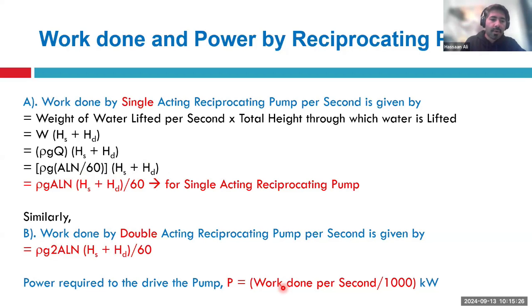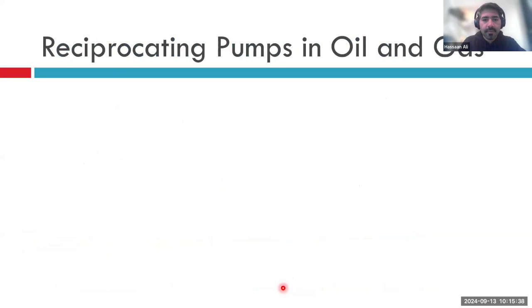Essentially what you need is the length of the stroke, the cross-section area of your cylinder, and your number of revolutions per second. And you can calculate your power required to drive the pump. Now before this slide, we were talking about the basic schematic of a reciprocating pump, working principles and types of reciprocating pumps.